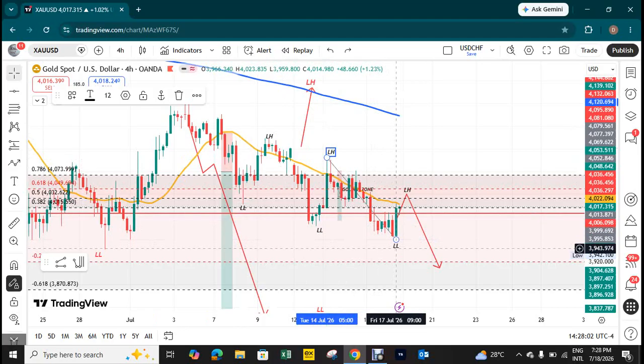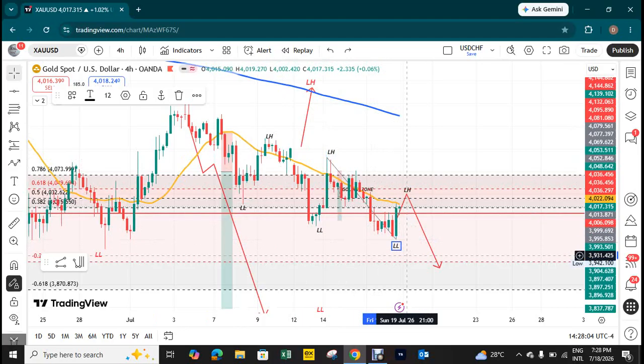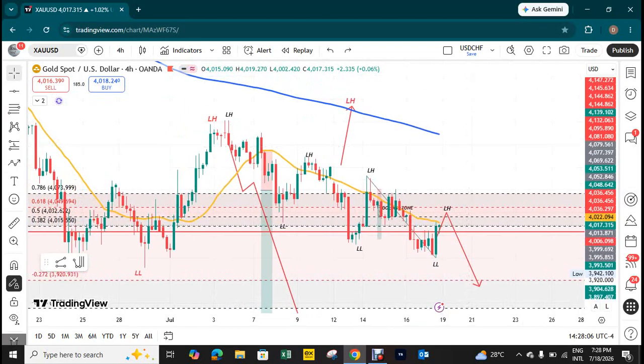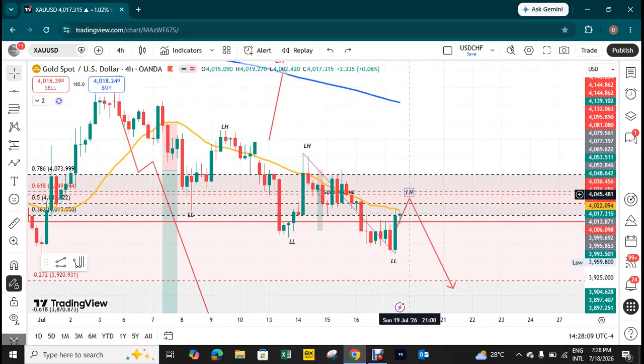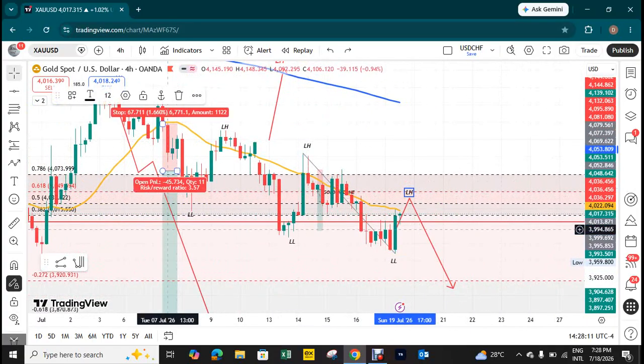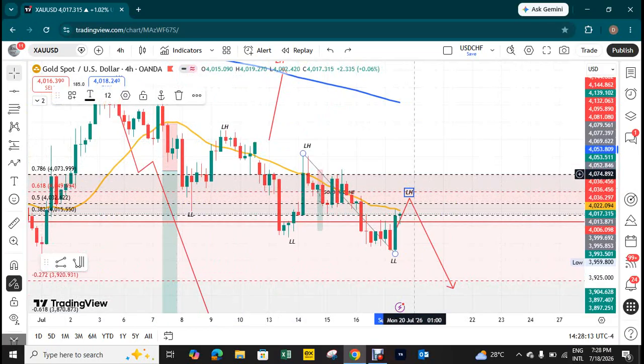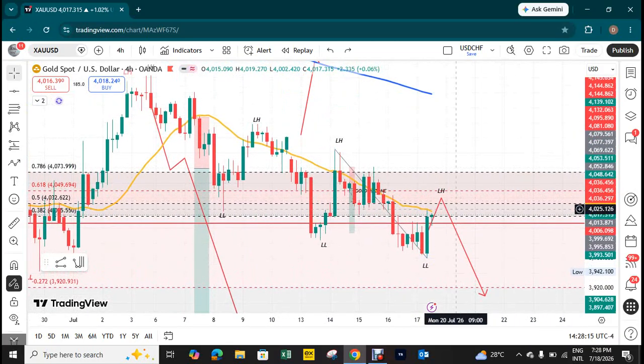So we can see we have a new lower low here. So what are we looking for now? I want to see price give us a new lower high, which is at this level here. Okay, and if price can come towards the 0.618 area, 0.5, what do we see? Okay, price can do that to us.